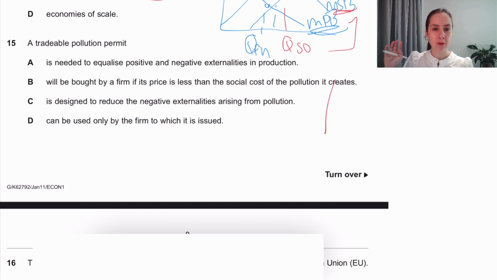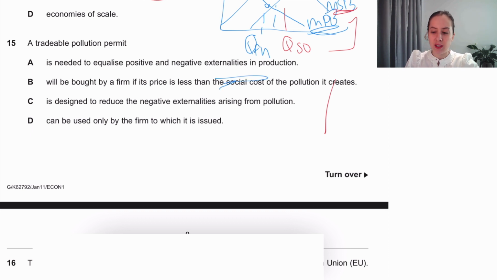The idea is that highly polluting firms will have to pay a higher price for all the carbon that they pollute. They'll need a lot of these pollution permits, and the good firms, the ones that pollute very little, will be able to sell the extra pollution permits they have, and this way they get rewarded for not polluting very much. So it will be bought by a firm if the price is less than the social cost.